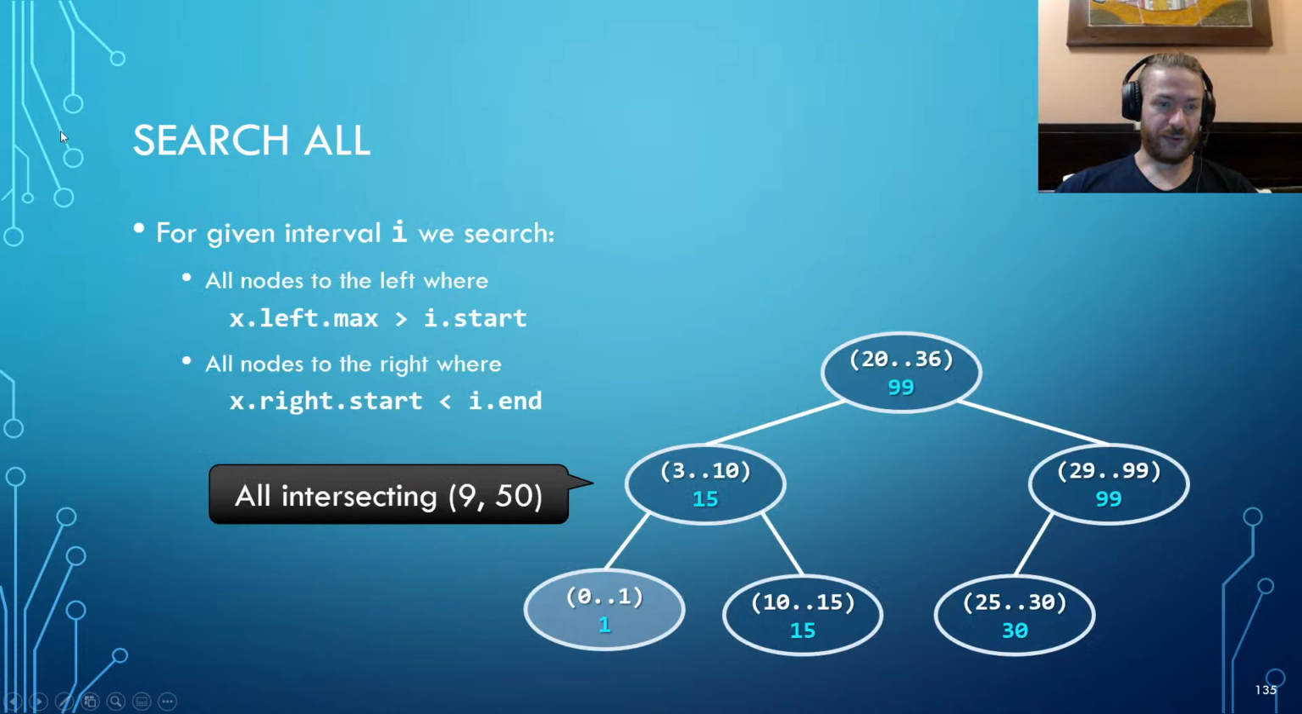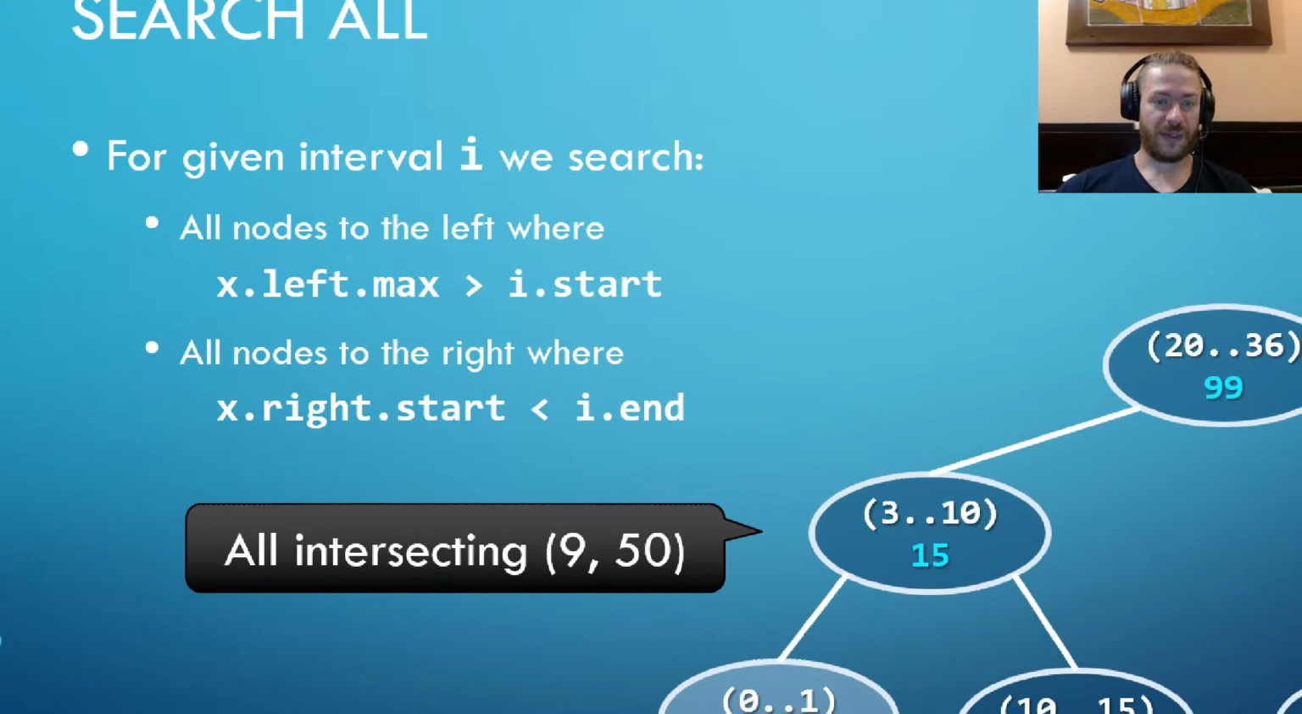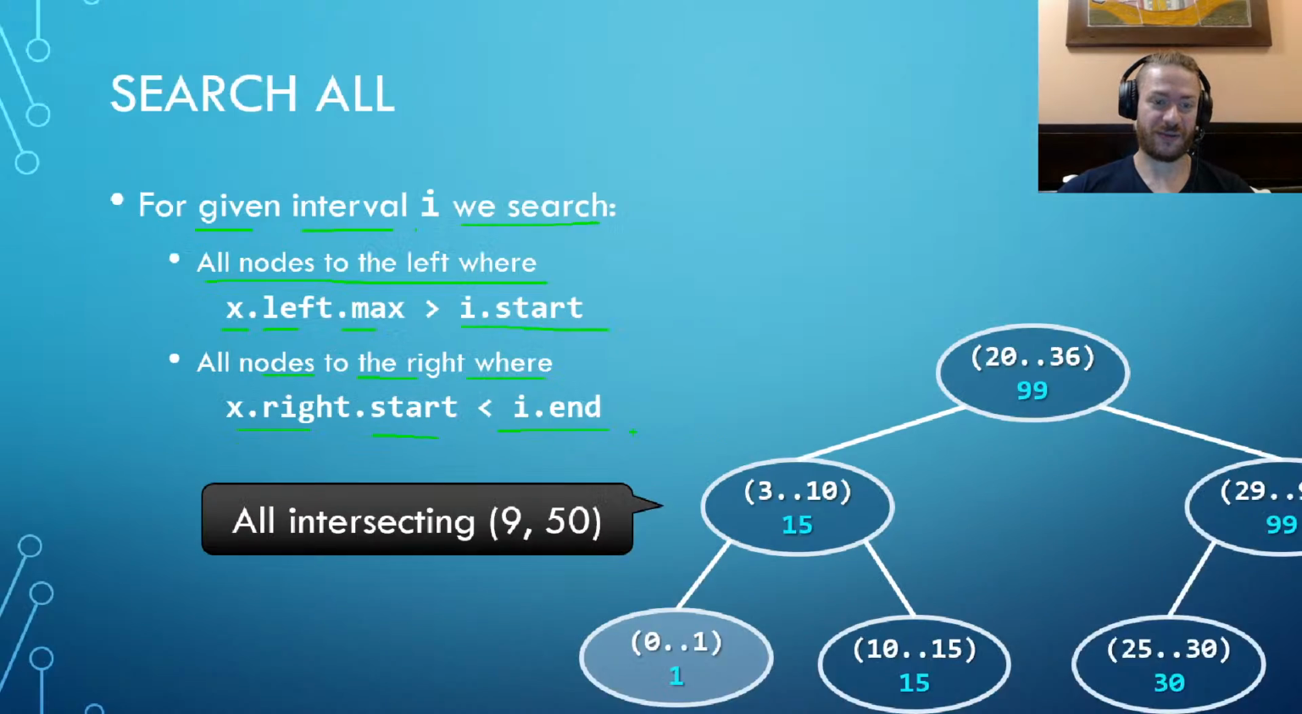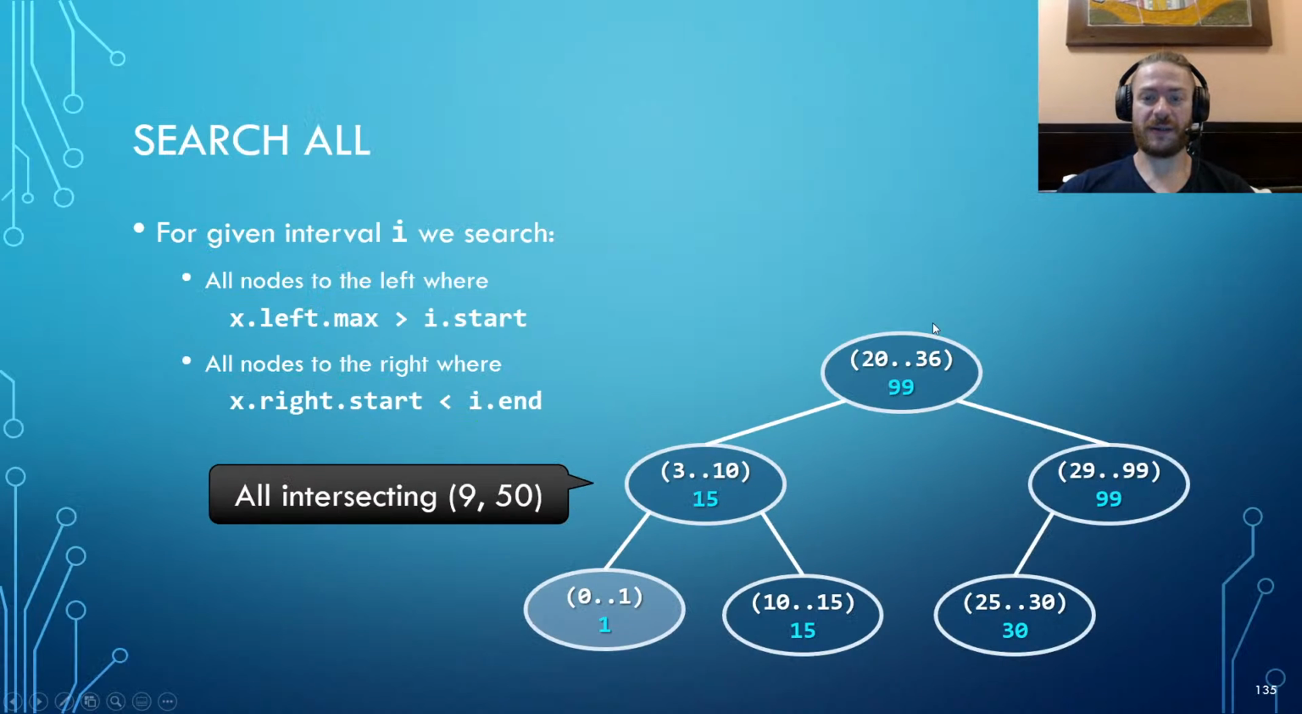What we need to do to search for all intervals, we need to follow these formulas. For a given interval, we search all nodes to the left where x left max is bigger than start, and all nodes to the right where x right start is less than the end. And we will find all intersecting intervals.